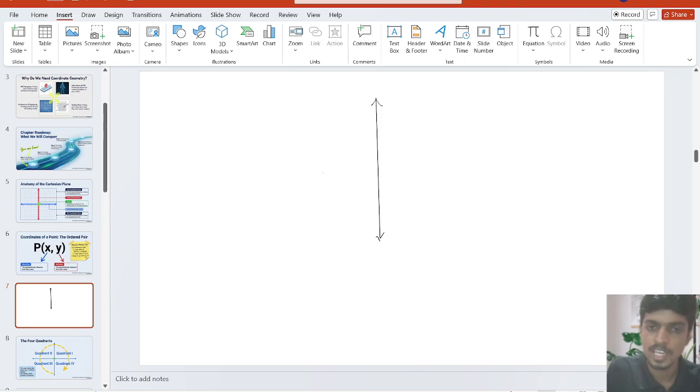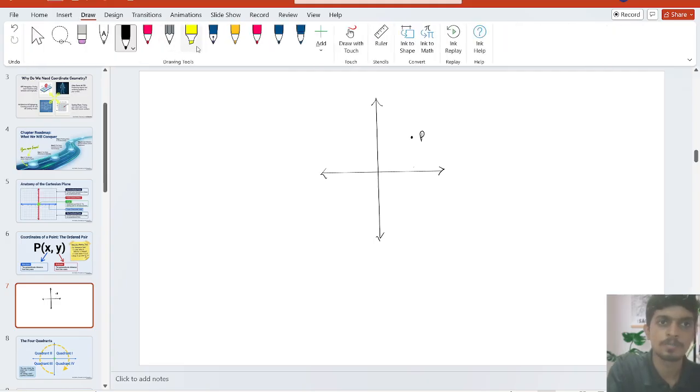See on your screen, this is a Cartesian plane. Suppose this is a point P, and we draw perpendicular lines. One second. We draw the perpendicular lines, changing the color, like this, and this.